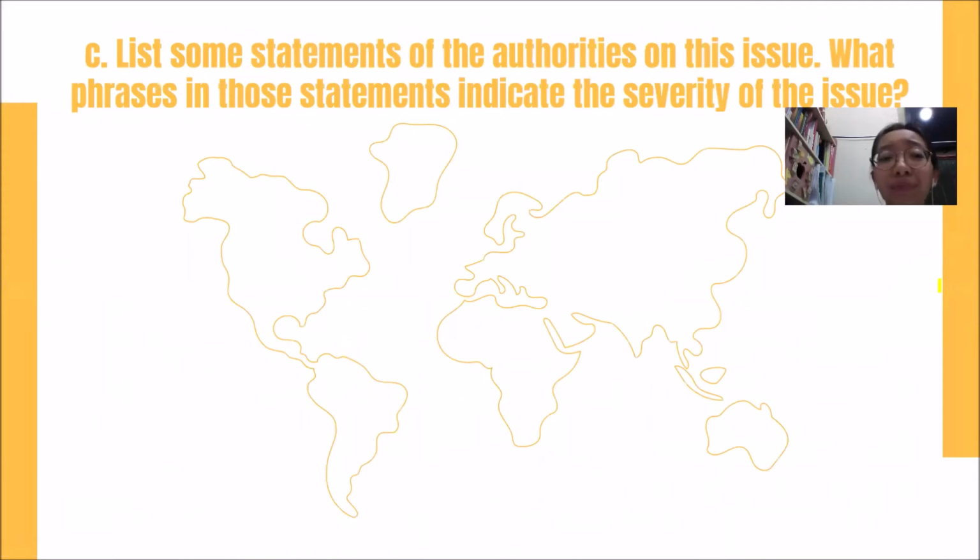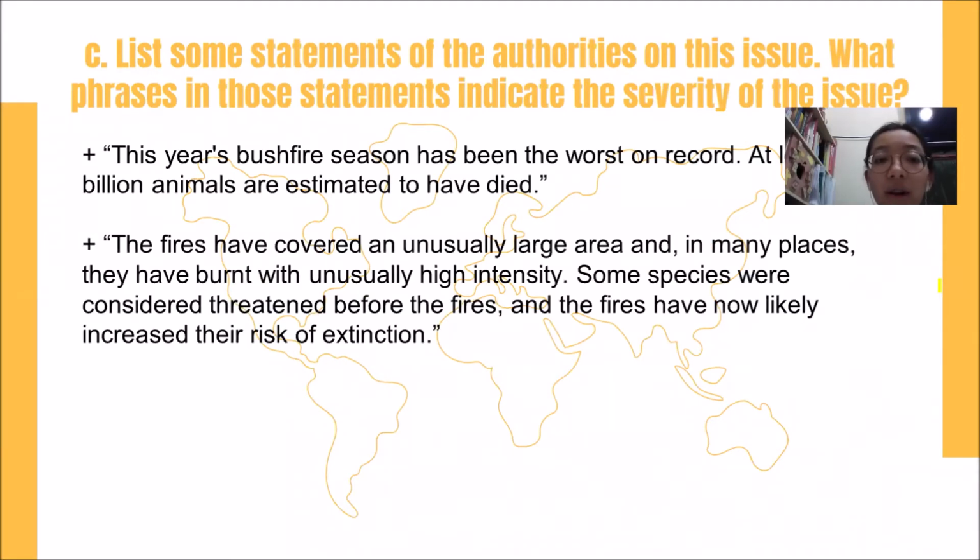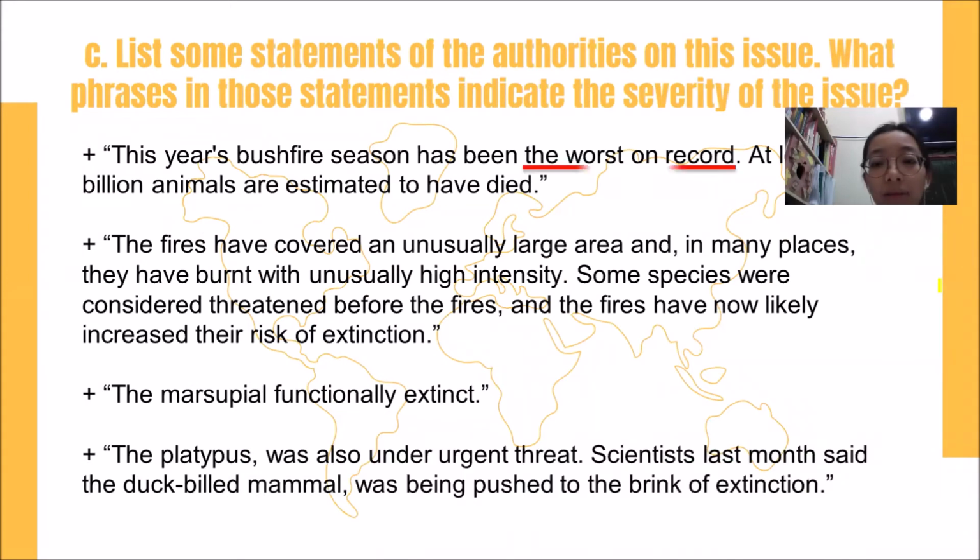The last question: can you list some statements of the authorities on these issues, and what phrases in those statements indicate the severity of this issue? I'm going to read it out loud for you guys for all the sentences that include the statements of the authorities on this article. The first one, the second one, the third one, the last one. I'm gonna go through the whole article again for you guys to read. I hope that you already found some phrases that can indicate the severity of this issue.